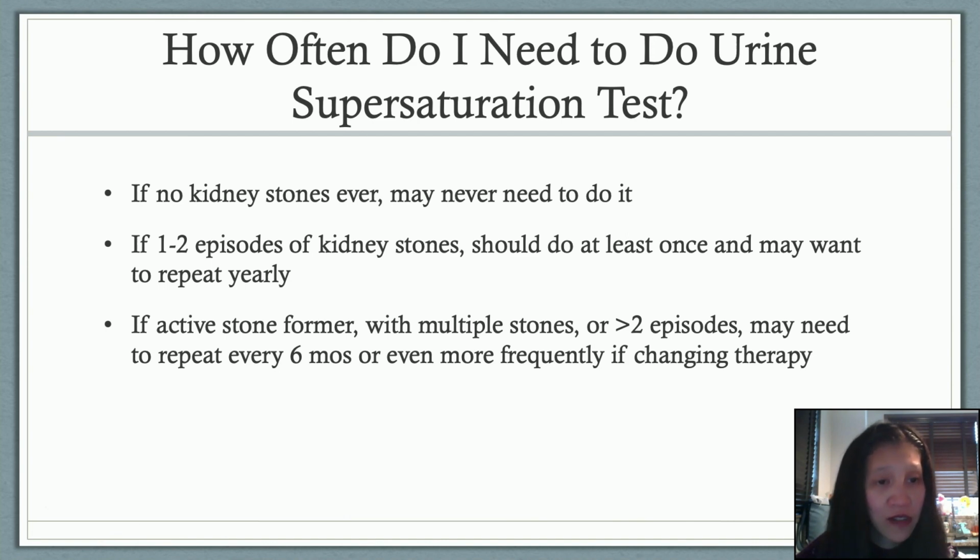And then if you're an active stone former with multiple stones or more than 2 episodes, you may need to repeat this every 6 months or even more frequently if you're changing therapy. So if you're somebody whose nephrologist has put you on Uracit K, for instance, you may need to be checking this even every 3 months, if you're making changes in that Uracit K dose.